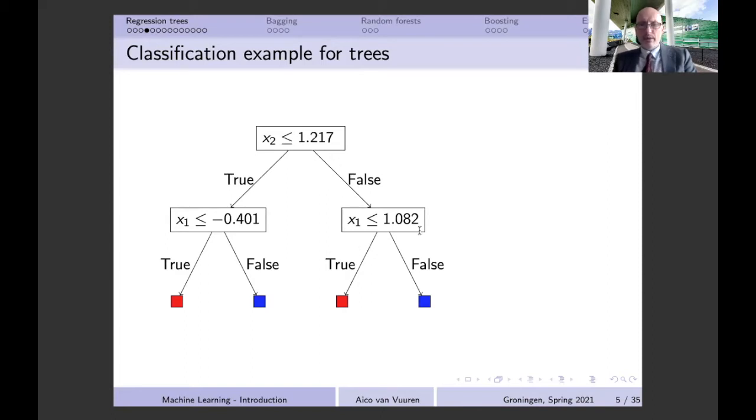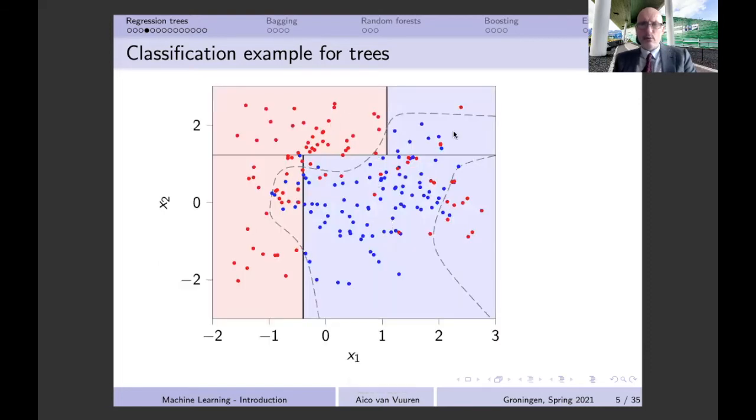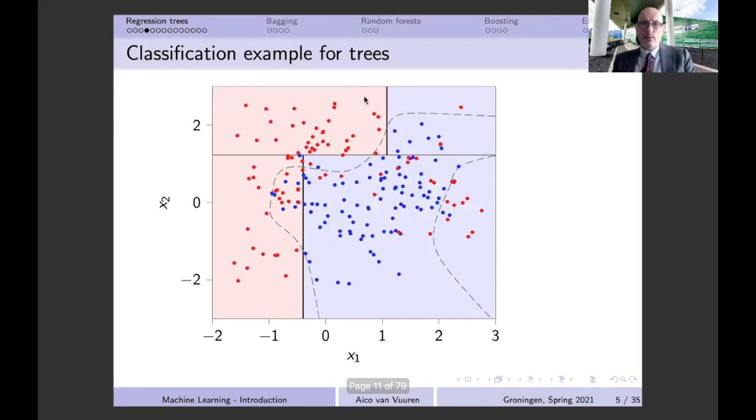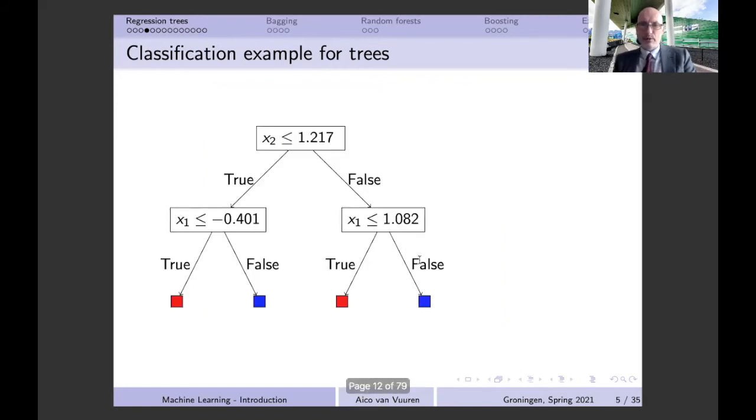But we can also be in this other branch of the tree. In that situation, we have to look at whether x1 is smaller or equal to 1. So we are now in this subset over here. If x1 is smaller or equal to 1.082, then we are in this area over here and we make a red prediction. Otherwise, we make a blue prediction, as is done over here.